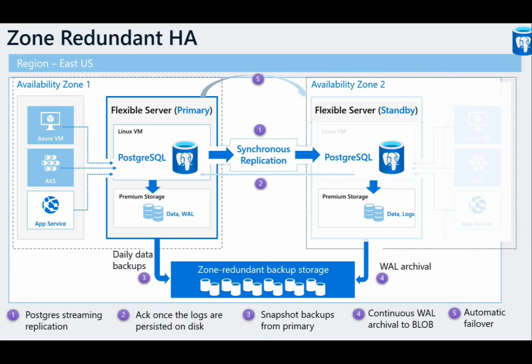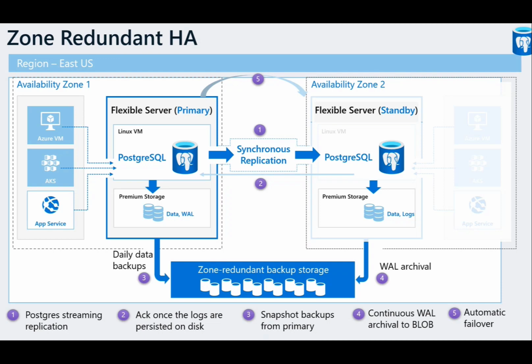So this is what it looks like. You see that we have a flexible primary server with premium storage that we already talked about. Then we have a standby, with a synchronous replication going to the standby. You also have the WAL logs, continuous archival of WAL logs happening to storage. And in the worst case scenario, an automated failover occurs if something happens to the primary availability zone. This is within the region, between availability zones.